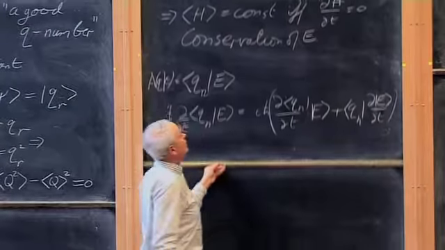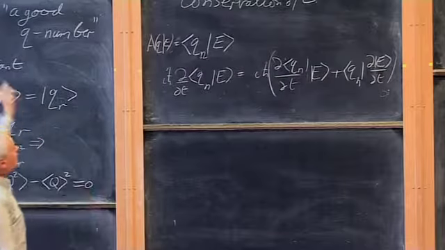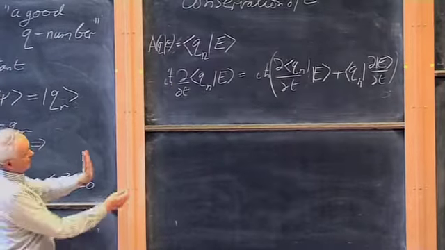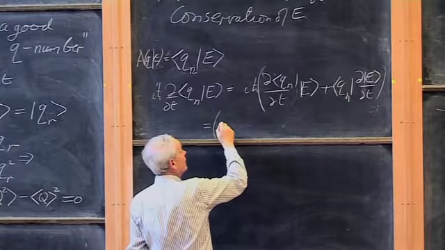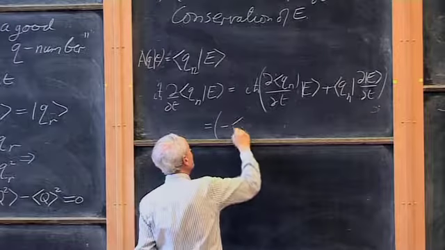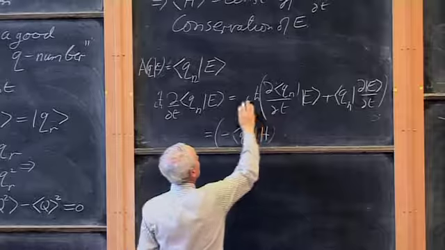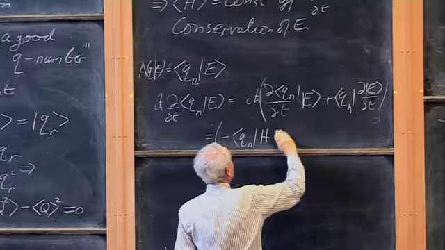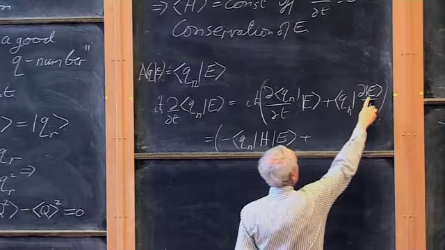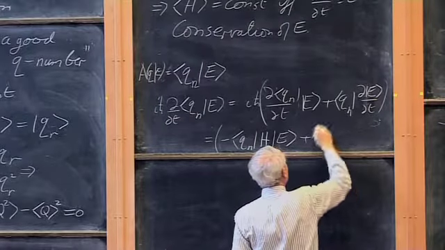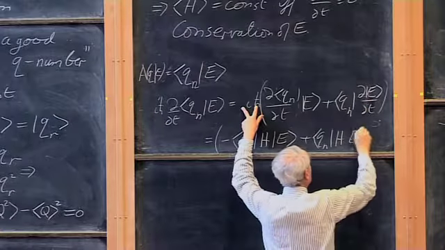Okay, so we do the same thing. This has to be i h bar, and we get it from the Hermitian adjoint of the time-dependent Schrödinger equation, so we get a minus Qn H, and then we put E onto it, and this is going to be Qn, while that, including the i h bar, produces an E.